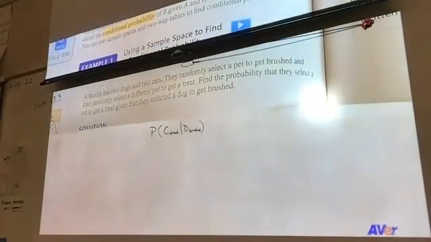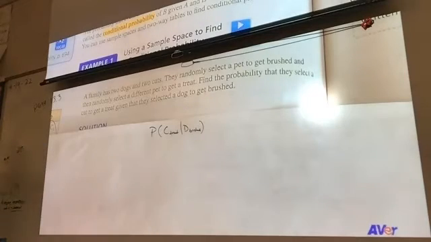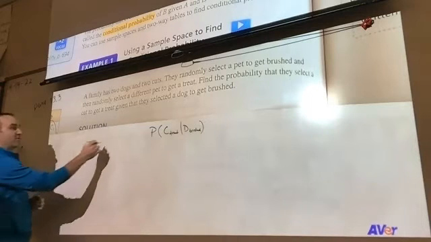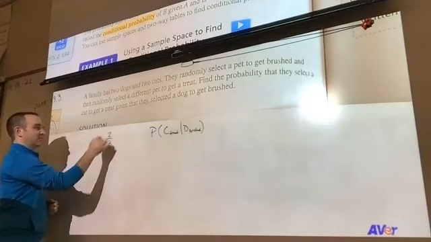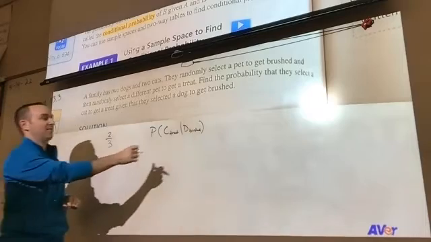We know we've got 2 dogs and 2 cats. If the first one I picked was a dog, how many pets do I have left that I could possibly give a treat to? 3. How many of those are cats? There's our probability. It's just taking that first one away because I know that has happened already, and then it's the probability of what's left.